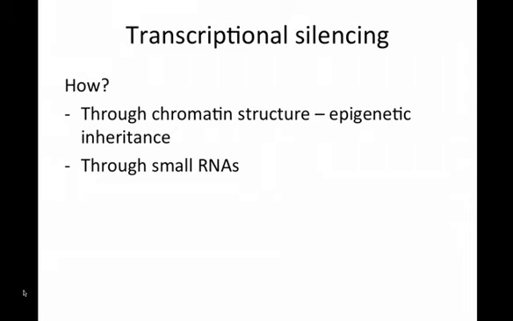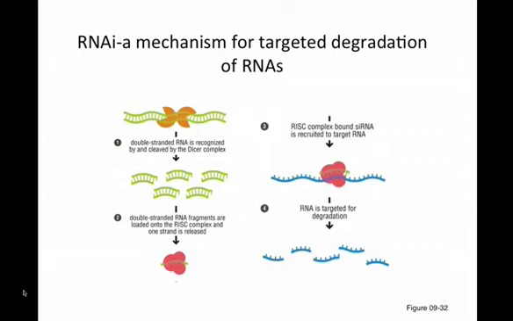Chromatin structure, right? We know about silencing through chromatin structure. That's old news. And then it's through these small RNAs. We did a recitation about microRNAs. So you're aware of microRNAs, but this is another form of silencing through degradation of mRNA, or through inhibition of translation. So RNAi is a mechanism of targeted degradation of RNAs.